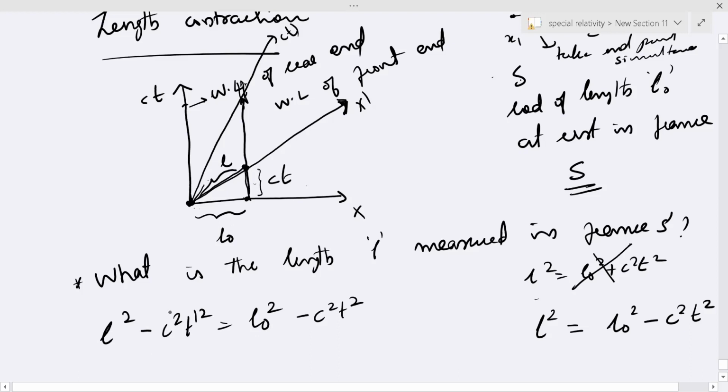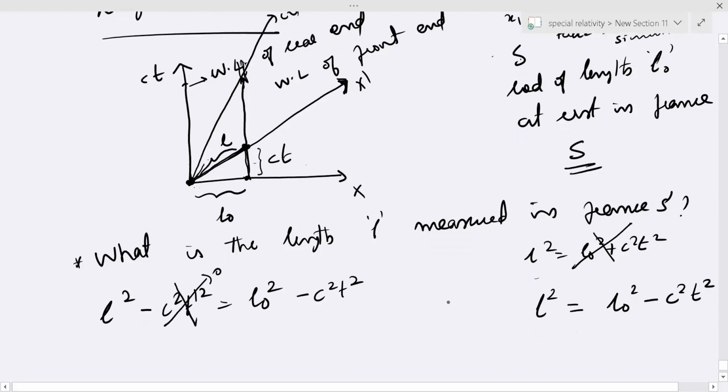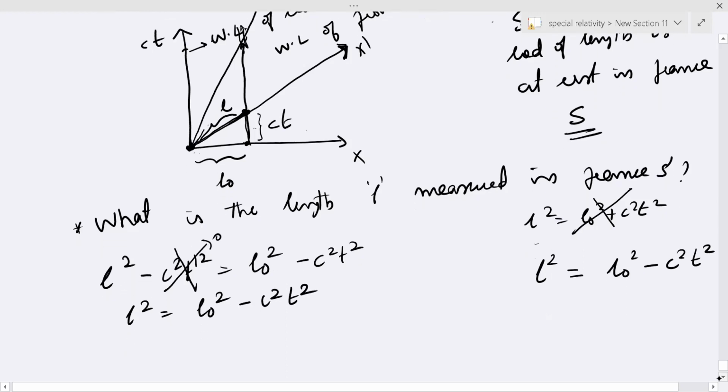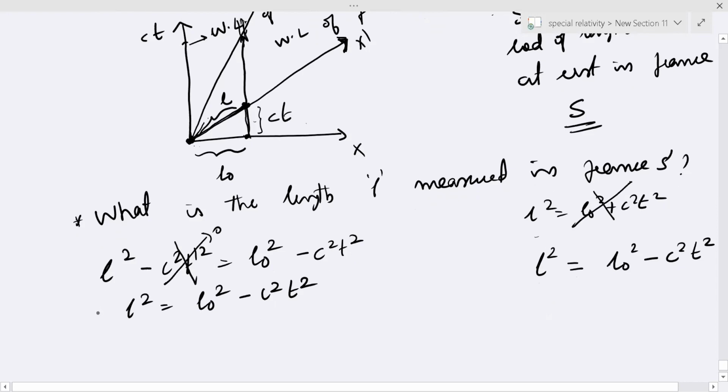But we said that we are taking this endpoint simultaneously, so T prime is equal to 0. The time separation between these two events in the S prime frame is 0. So we get this same equation: L square is equal to L0 square minus C square T square. Is this clear? We have just used the geometry.